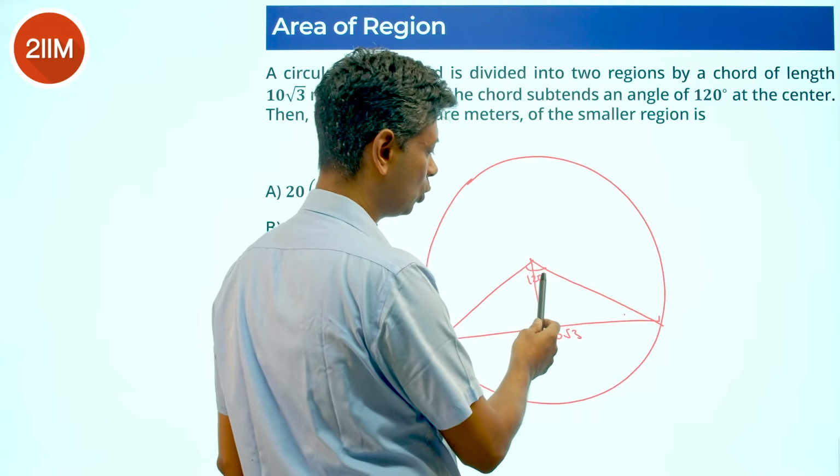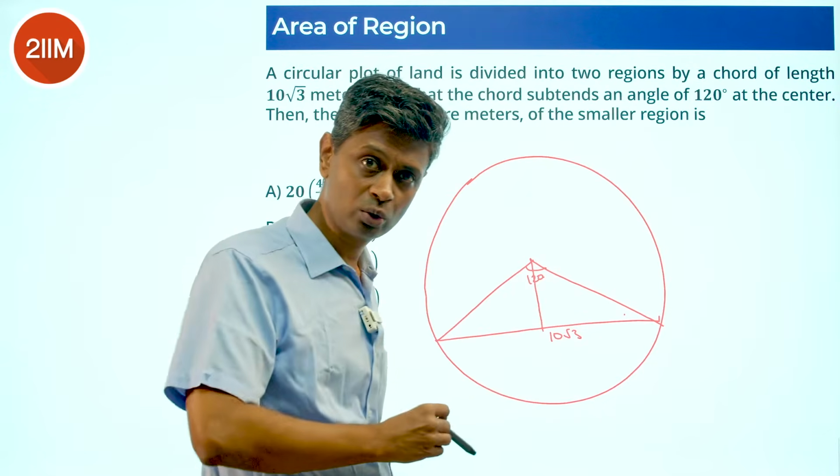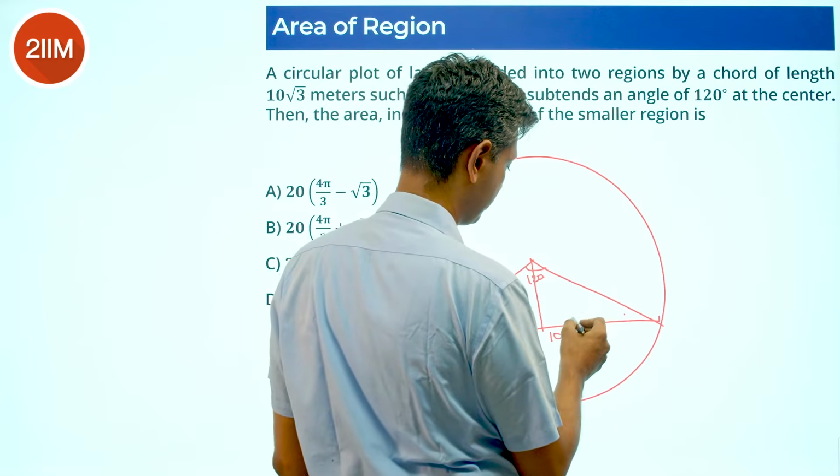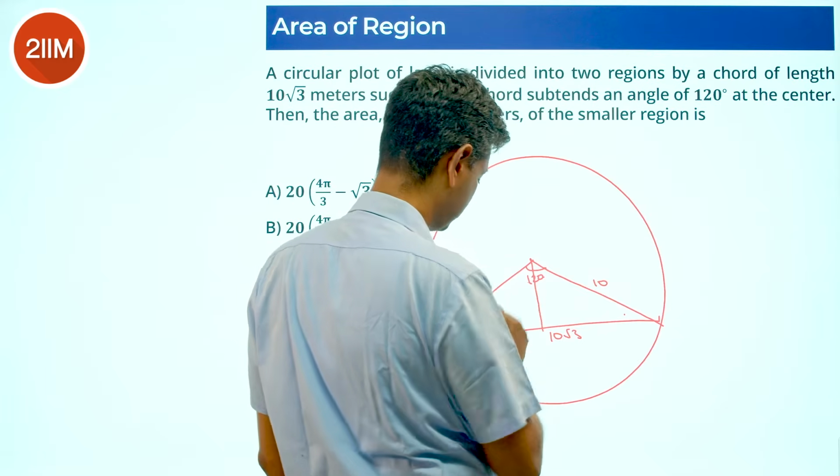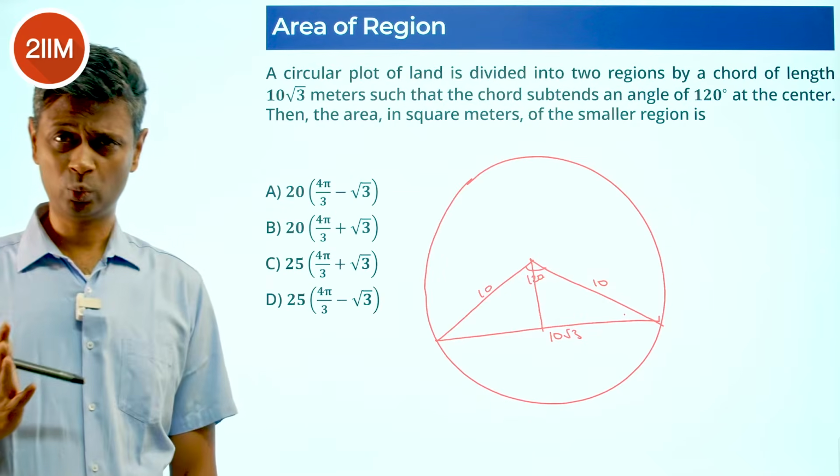Sine 60 is root 3 by 2, opposite by hypotenuse is root 3 by 2. This is 10 root 3. It will be 5 root 3, half of that. This is 10, this is 10. Use a little bit of trigonometry, we are through. Okay.